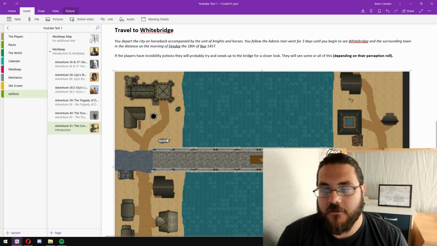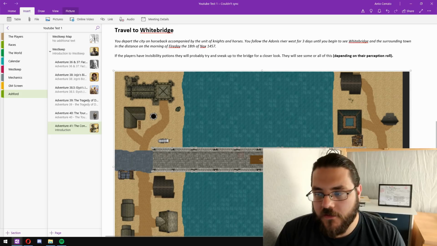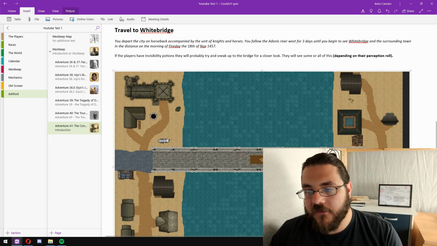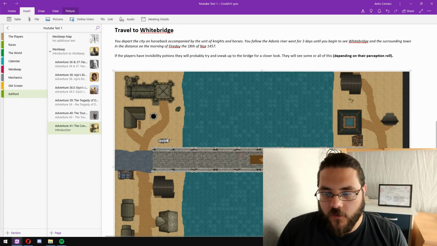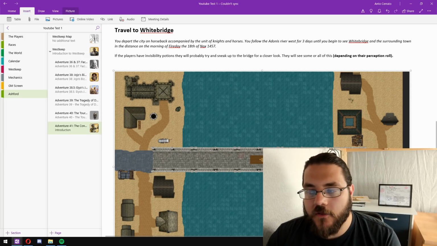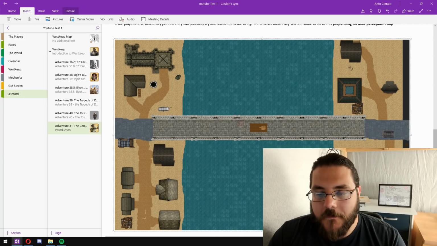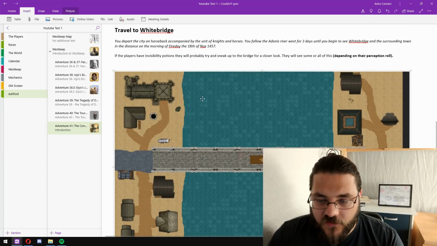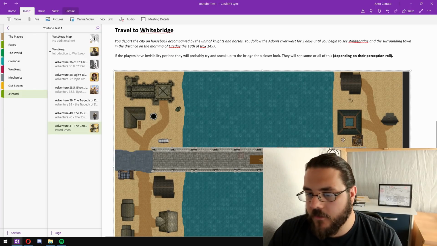If this was the first time they'd ever been here, then I would reveal the map to them little by little and have them make a series of stealth rolls versus enemy perception. But because they've been here before, they're aware of the terrain, they know where they can go to avoid being seen from the bridge. So I will only require them to roll stealth checks when they get right up to the bridge. So they'll be able to see this whole map and some or all of the enemies on it without having to make rolls because they've been here before.